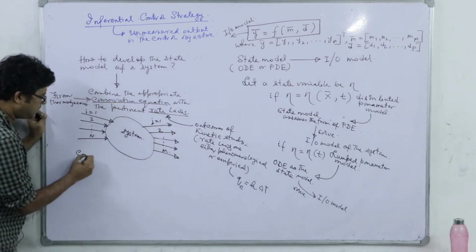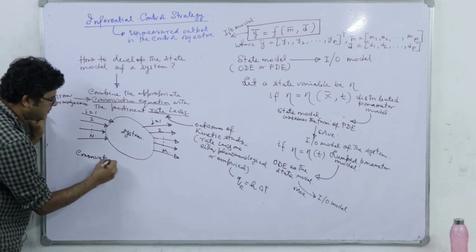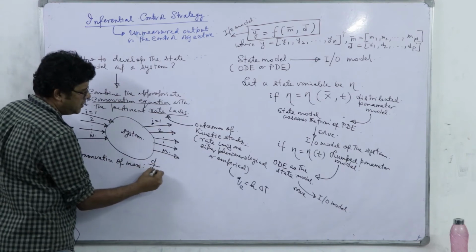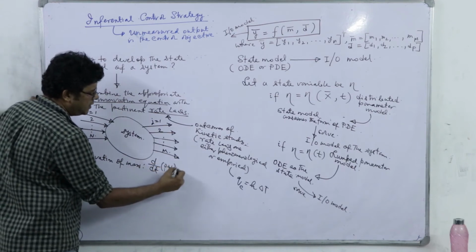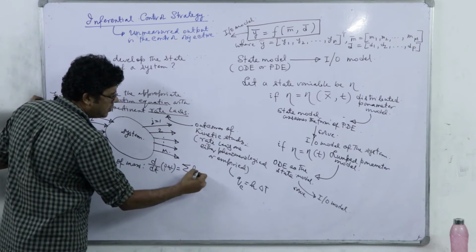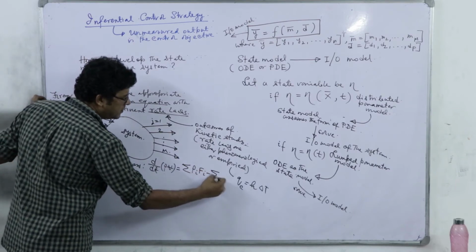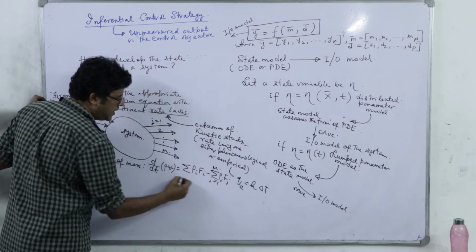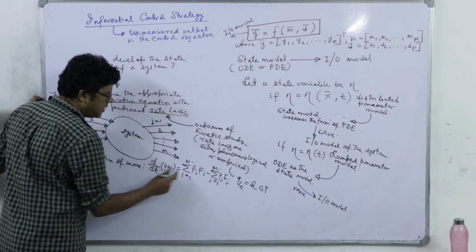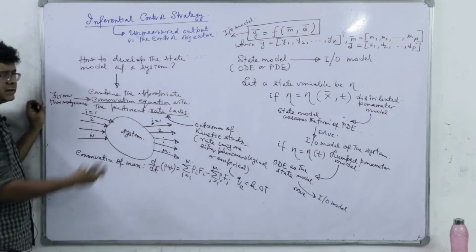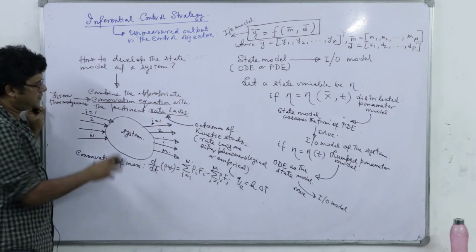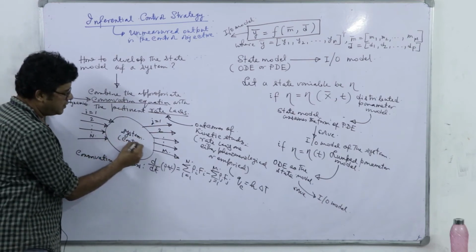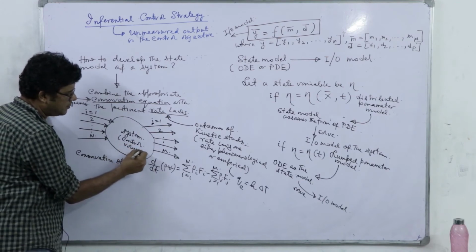Now, conservation of mass, how we can write that? It is simple, d/dt of rho into V is equal to sum rho_i F_i minus sum rho_j F_j, where j stands for summation over m and i for summation over n, where rho and V are the density of that specific material and the volume inside this control volume. So, here the system actually refers to the control volume, right.